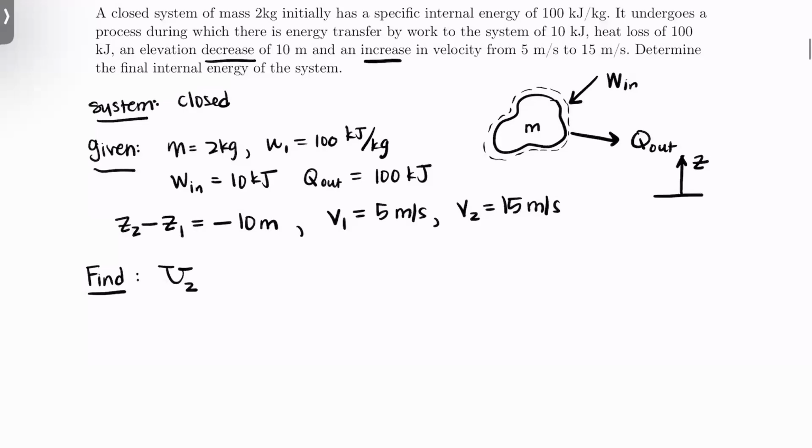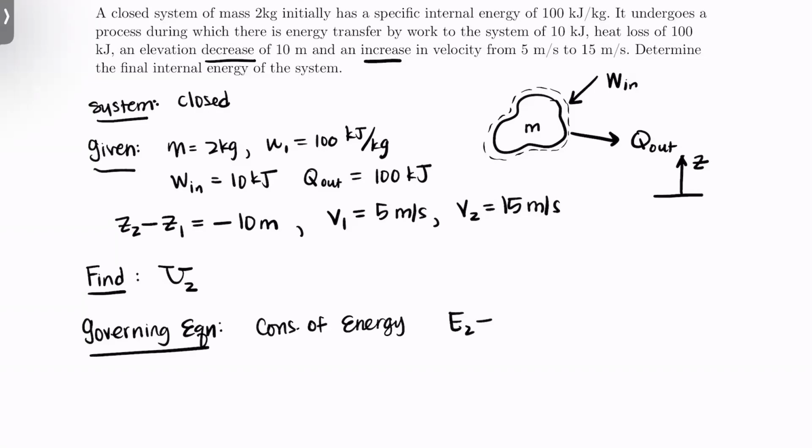Okay, so our governing equation that we're going to use is conservation of energy, which is E2 minus E1 is equal to E in minus E out. All right, so we're going to have to expand each of these terms. Our total energy, we already know, is a sum of internal energy plus kinetic plus potential energy. So we're going to have to write down those three types of energy for state 2 and state 1.